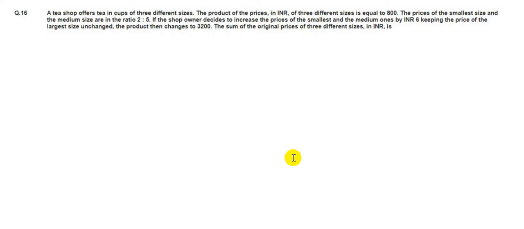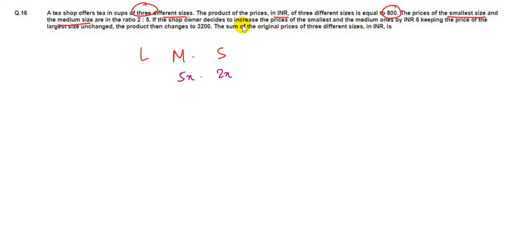We move to the next question, number 16. This one is a theta question again, no negative marking. It says a tea shop offers tea in cups of 3 different sizes. The product of the prices in INR of the 3 different sizes is equal to 800. So let the sizes be large, regular, and small. The prices of the smallest size and the medium size are in the ratio of 2:5. So let this be 2x, then this is 5x.